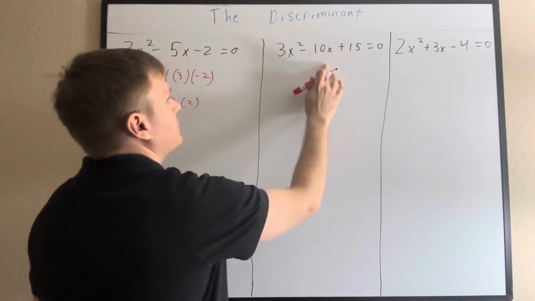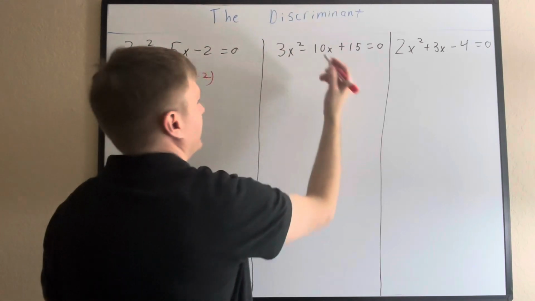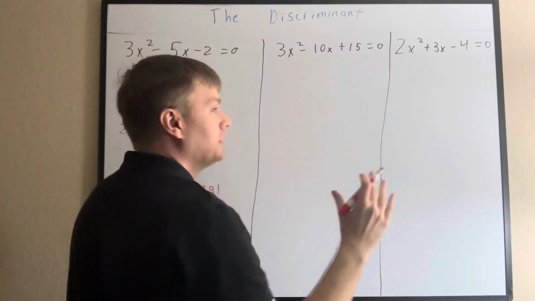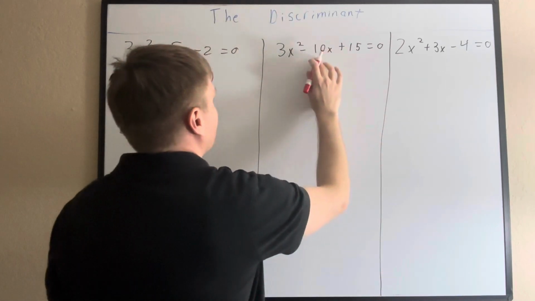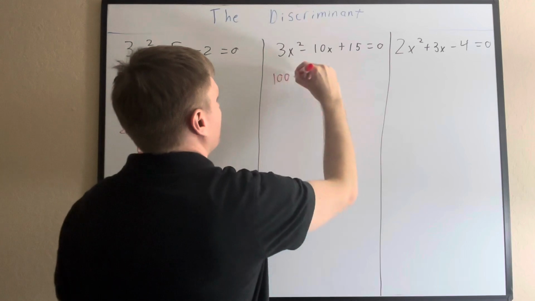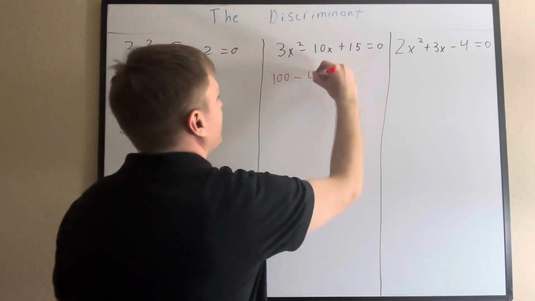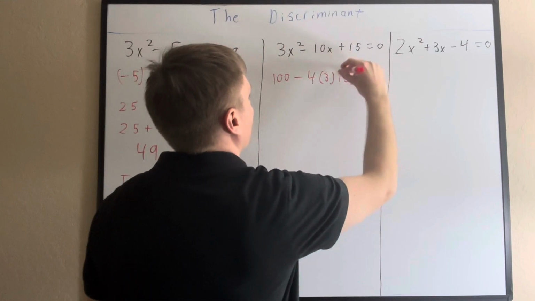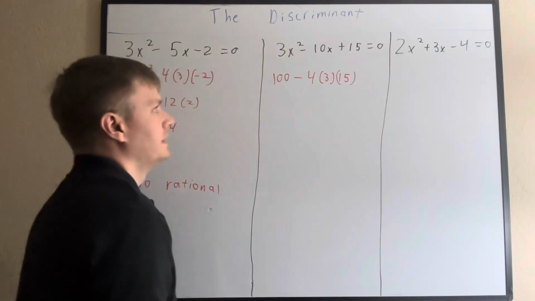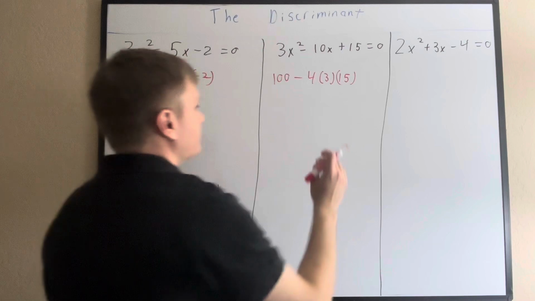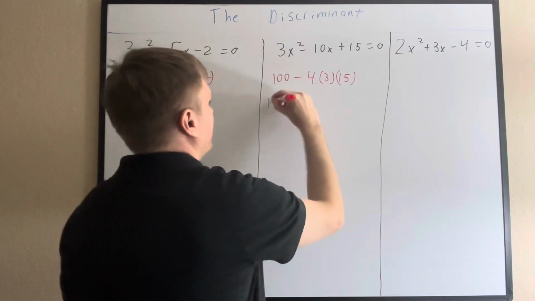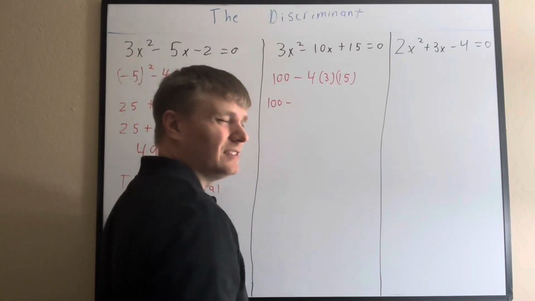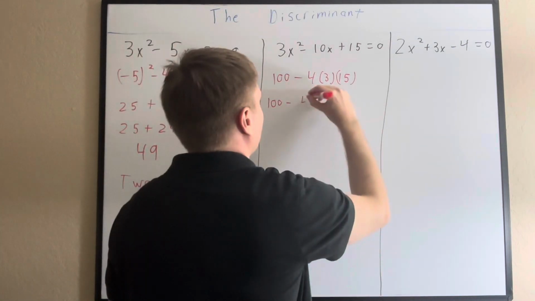So let's do the next one. Negative b, or not negative b. That's the whole quadratic formula. Just skip it to the discriminant. b squared. 10 squared is 100 minus 4 times a times c. Okay, whoa. So we got 100 minus 3 times 15 is 45, right?